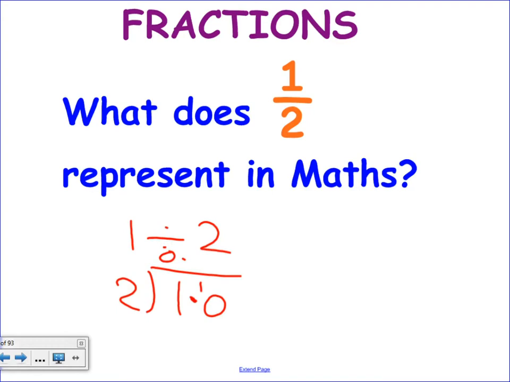I can put as many zeros as I like. 2 goes into 10 how many times? 5. So the reason a half is 0.5 is because when I actually divide 1 by the 2, I end up with 0.5. Magic, isn't it?